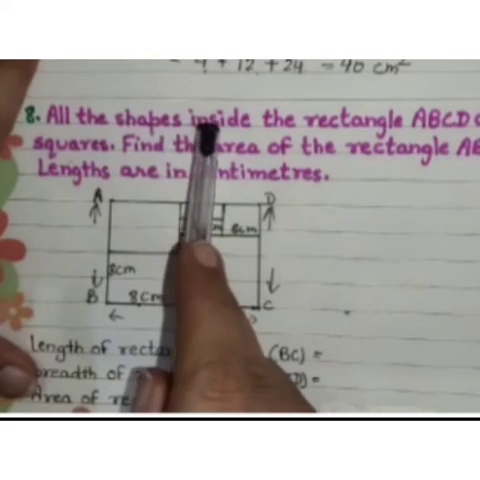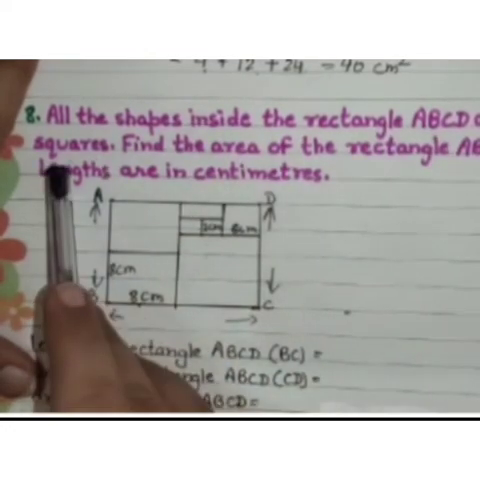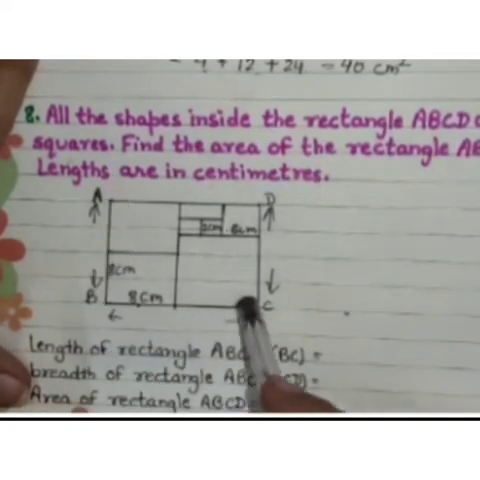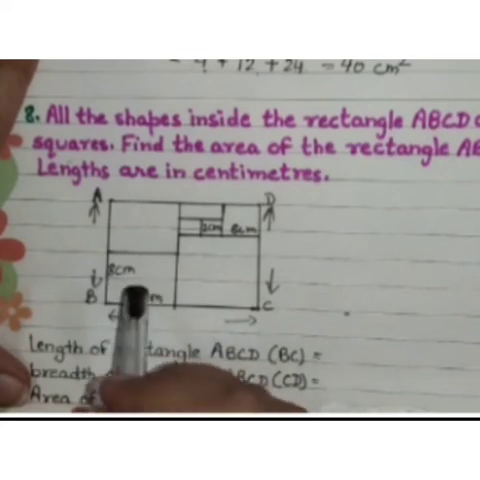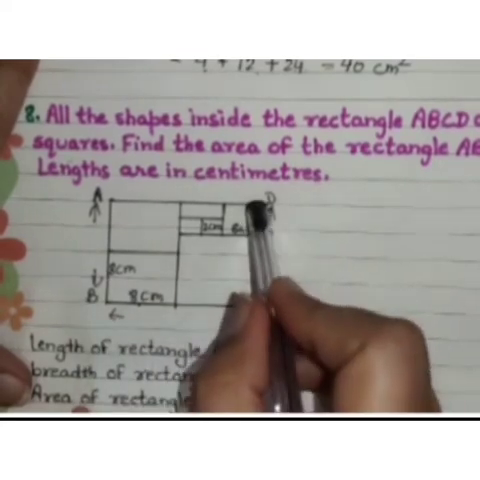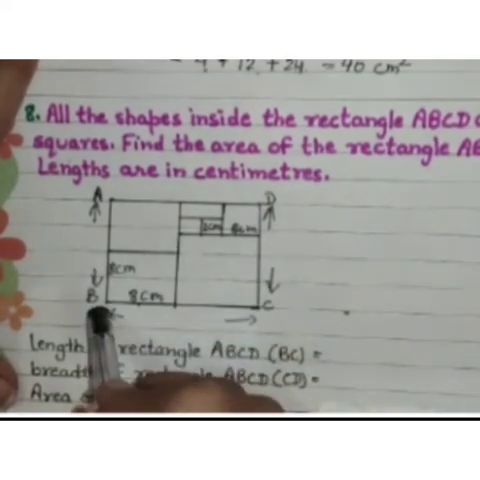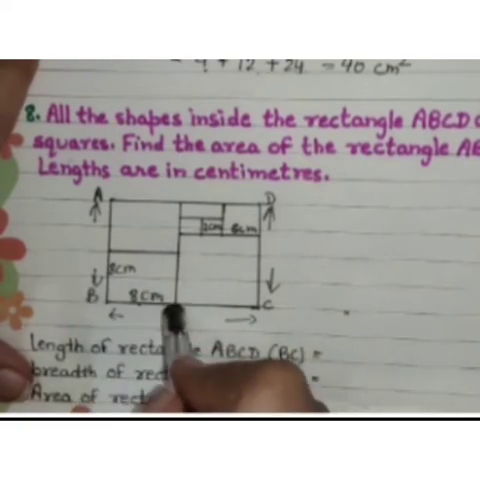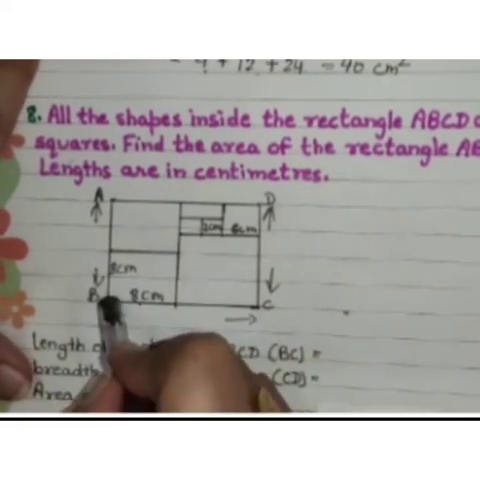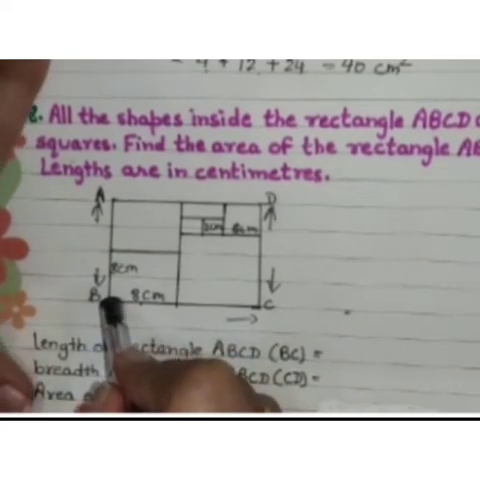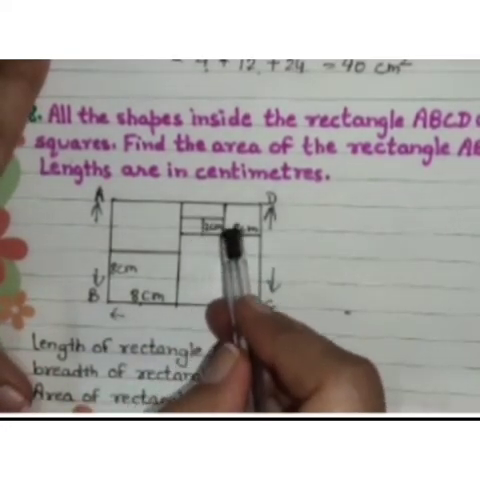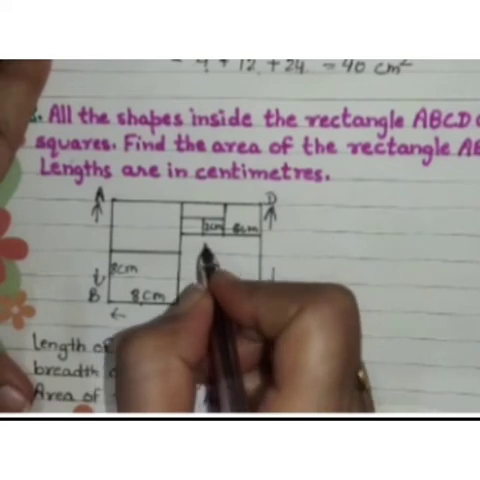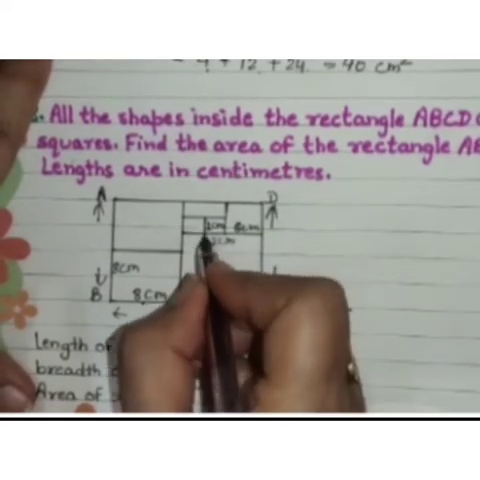Question number 8. All the shapes inside the rectangle ABCD are squares. Find the area of the rectangle ABCD. Now, ABCD is a rectangle. To find its area, we have to find the length and breadth of this rectangle. And these shapes in the rectangle are of square shapes. In square, all sides are equal. Therefore, if this side is 8 centimeter, it means this side is also 8 centimeter. Clear? Now, this 2 centimeter, this is also a square. If one side is 2 centimeter, it means this side is also 2 centimeter. This side is also 2 centimeter.